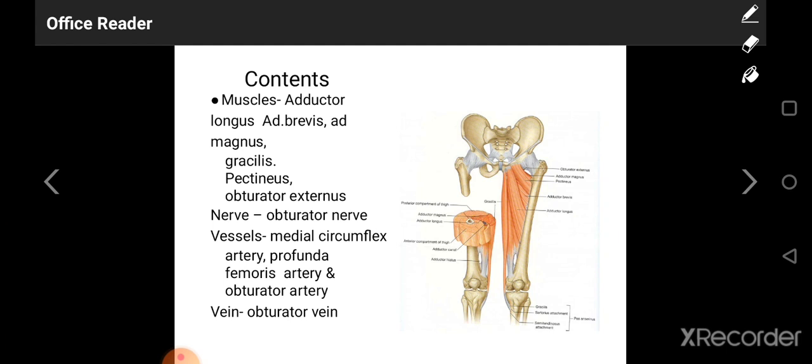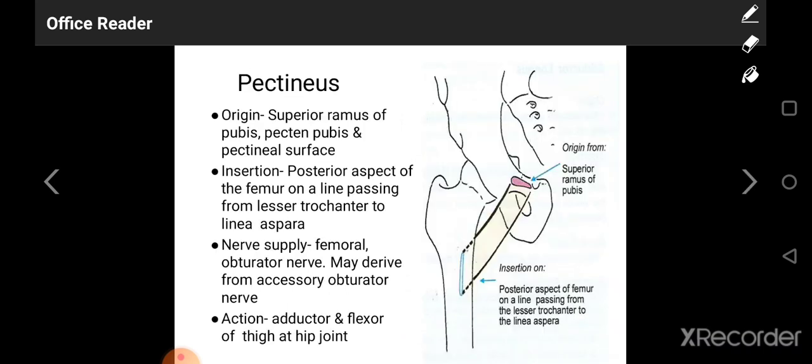The muscles include the adductor longus, adductor brevis, adductor magnus, gracilis, pectineus and obturator externus. The nerve is the obturator nerve. The vessels include the medial circumflex artery, profunda femoris artery and obturator artery. The vein includes the obturator vein.